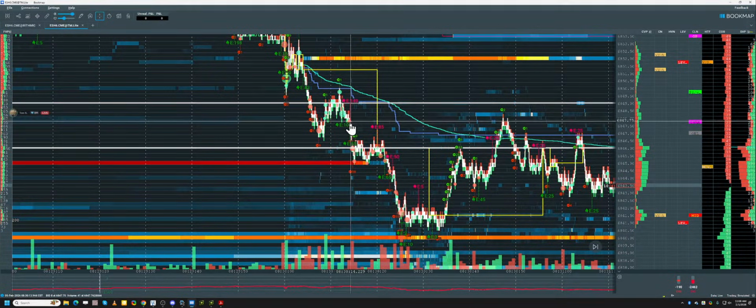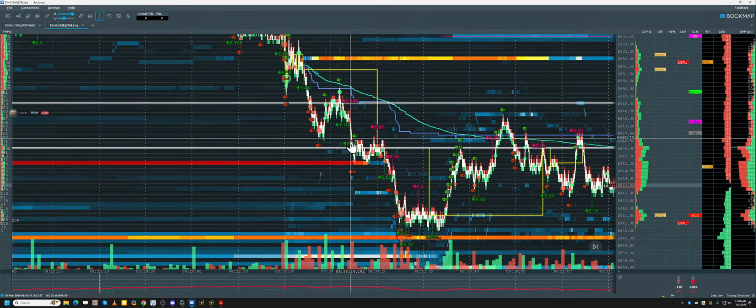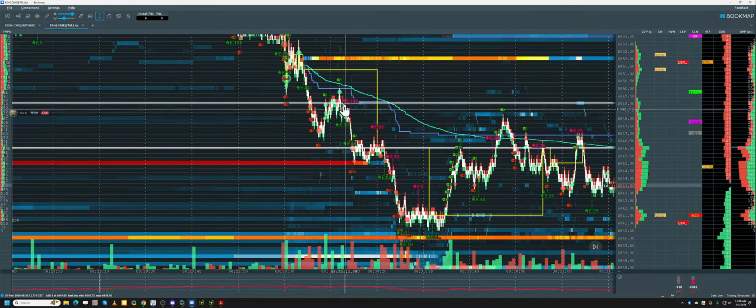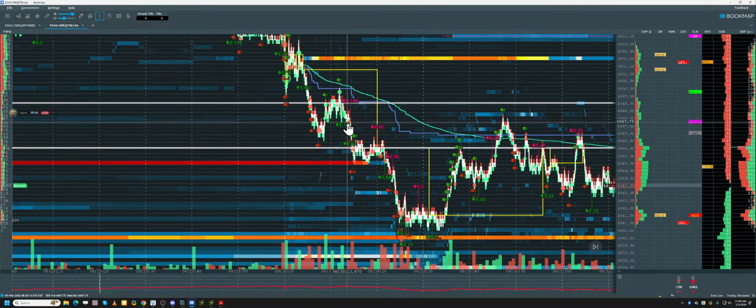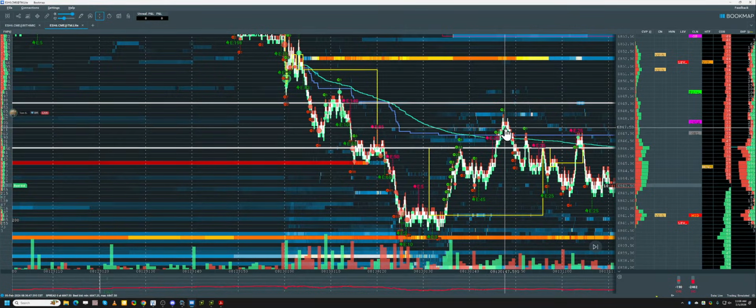Too high. Now, what I have here is where the sellers took control. So I can look over here, and I know my sellers are here, and I know my volume is here, and I know my sellers took control here. So I have options here. If it's in my plan, I can sell this, and we've got to come here. If it's not in my plan, I have no trade.